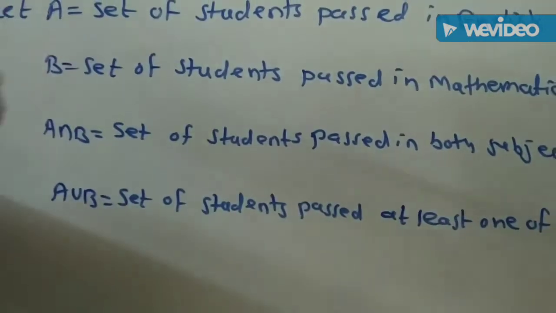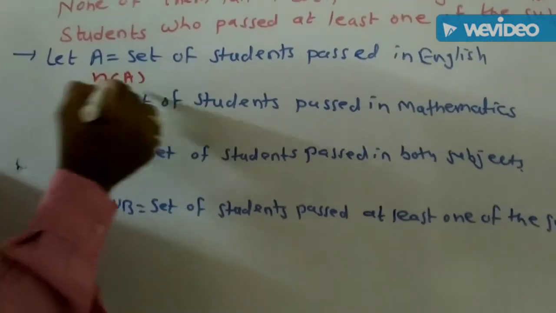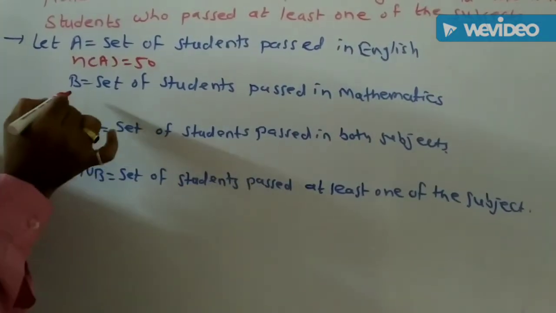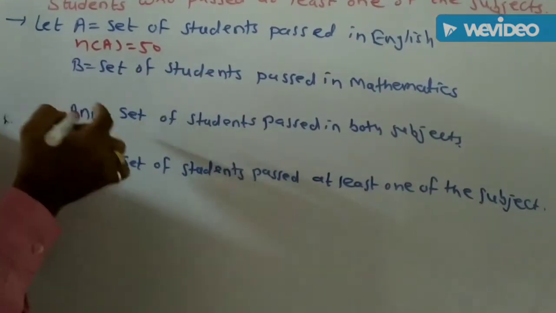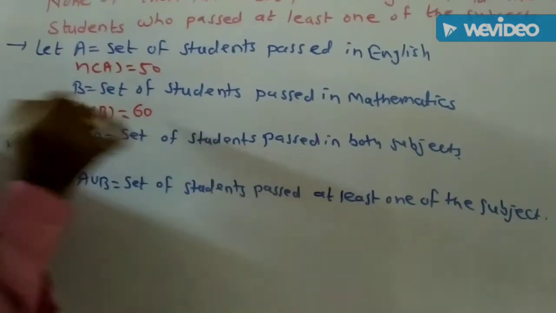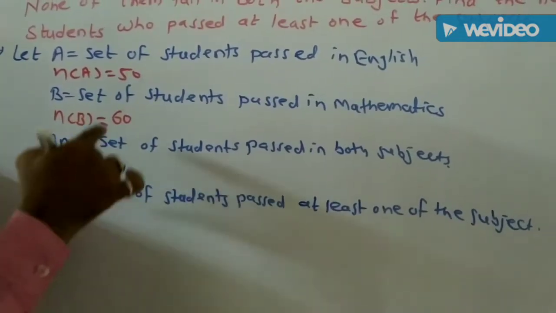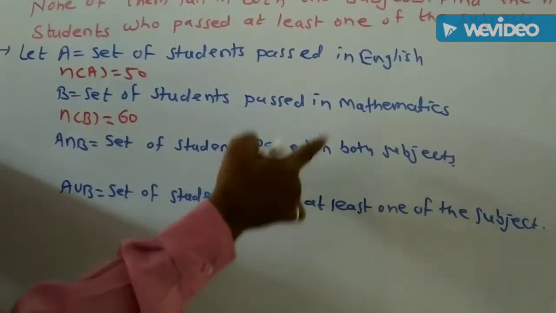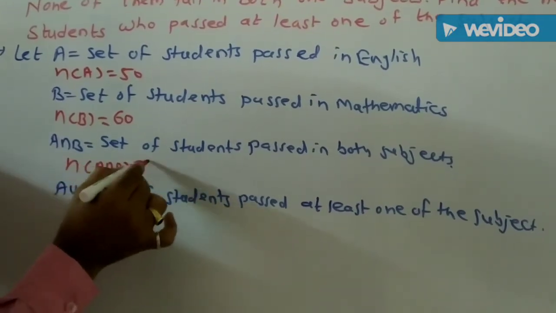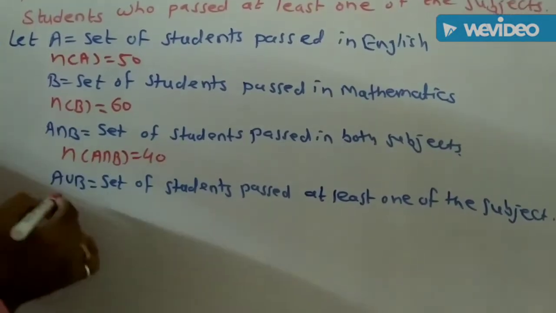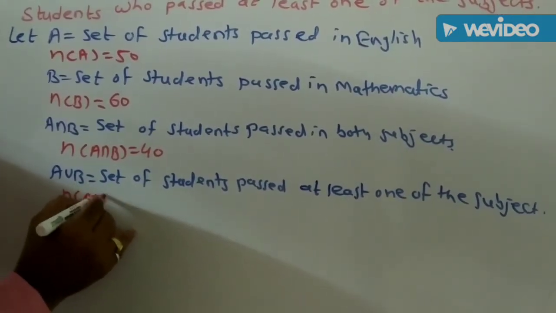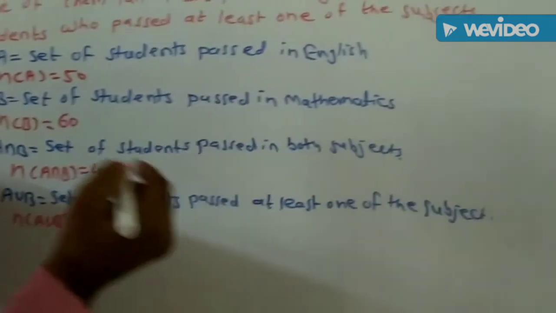Then A is the set of students passed in English, which is given as 50, and therefore n(A) is 50. B is the set of students passed in mathematics, which is given as 60, therefore n(B) is equal to 60. A intersection B is considered as the set of students passed in both the subjects, which is given as 40, therefore n(A intersection B) is 40. Now we have to find the set of students who passed at least one of the subjects, A union B. That means we have to find n(A union B).